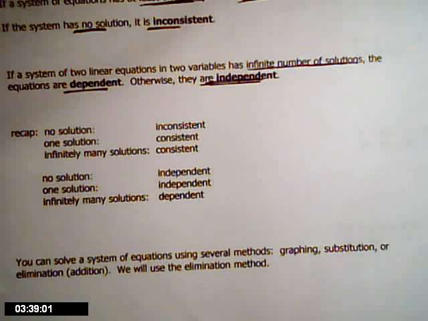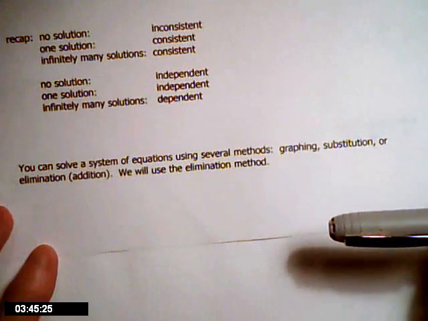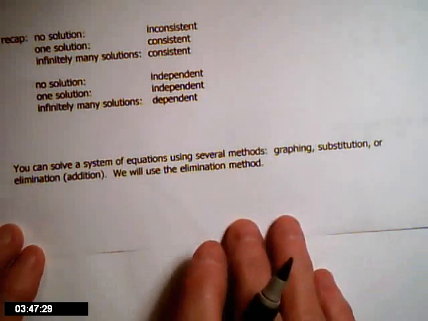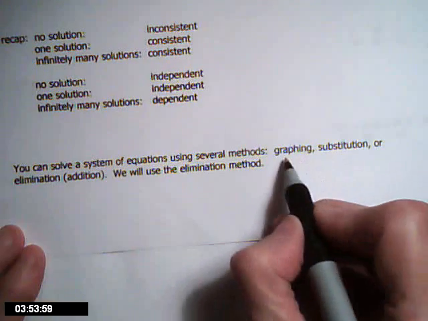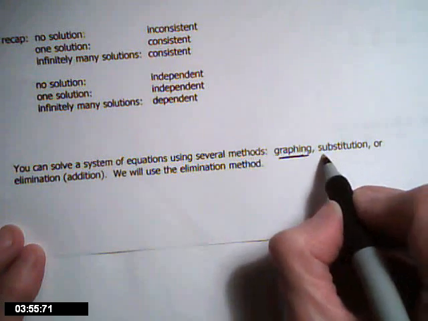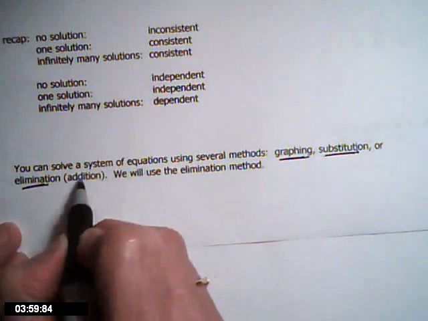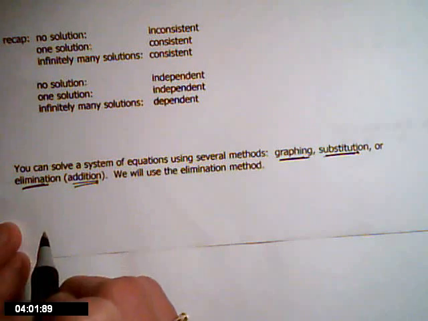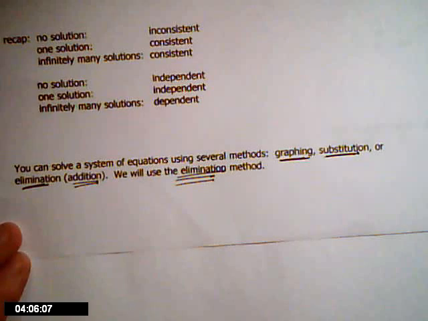Now, each of these problems will not ask you to use this terminology, but some will, so we need to get familiar with this. And here's what we're going to be doing in this section. You're going to be asked to solve a system of equations, and there are several methods involved. They can be solved by graphing, they can be solved by substitution, or they can be solved by elimination. Now sometimes the elimination method is called the addition method. We are going to be using the elimination method.